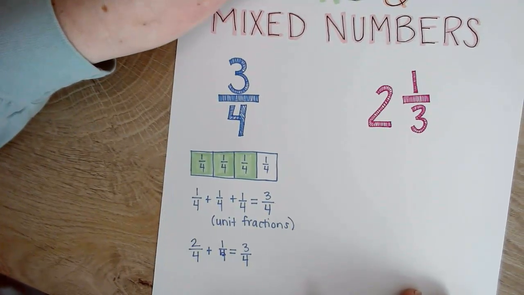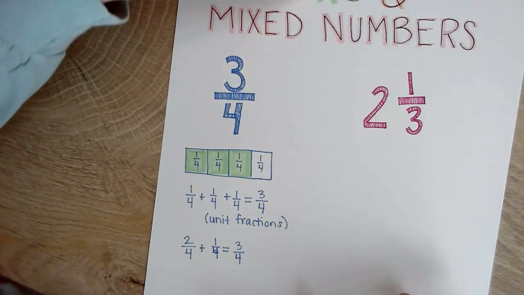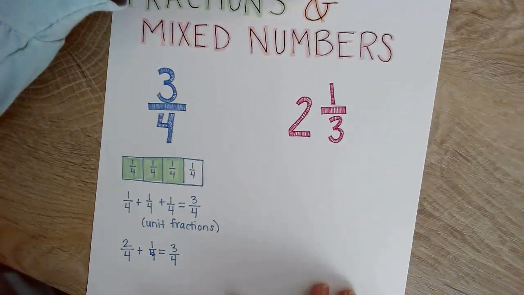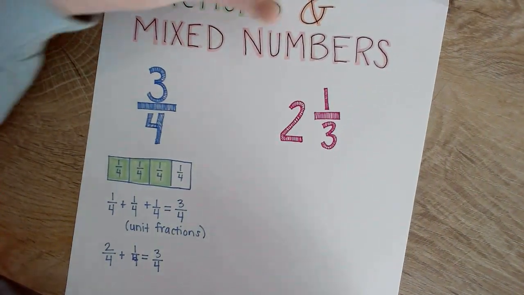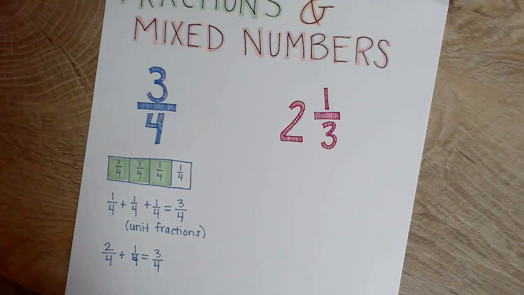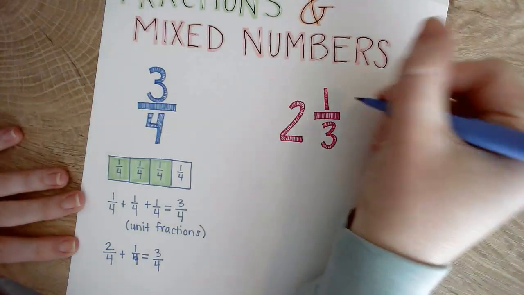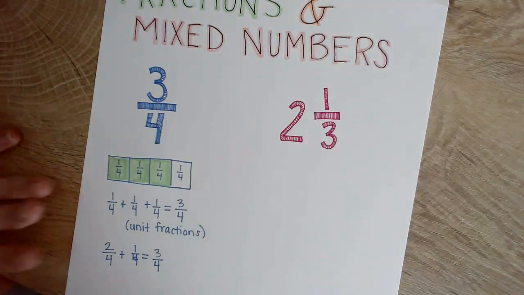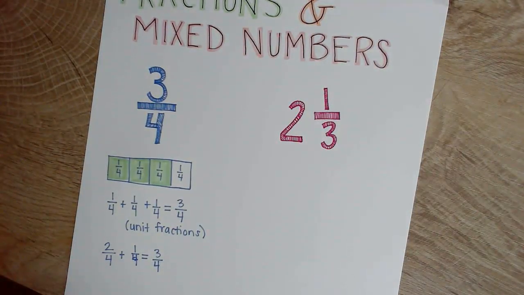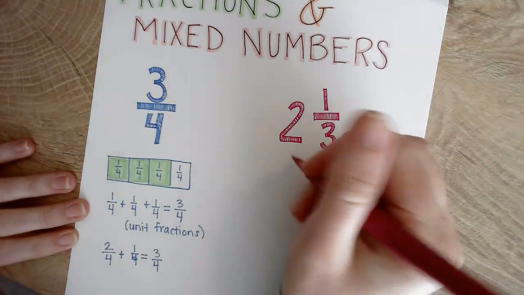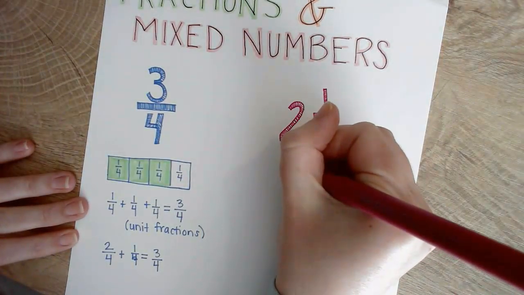So let's go ahead and look now at our mixed numbers. So mixed numbers we can do a little bit more with as far as decomposing. So here we have 2 and 1/3, where 2 is our whole number, 1 is our numerator, 3 is our denominator. So essentially, if we were to make a model of this, I'm going to do circle models for this one.